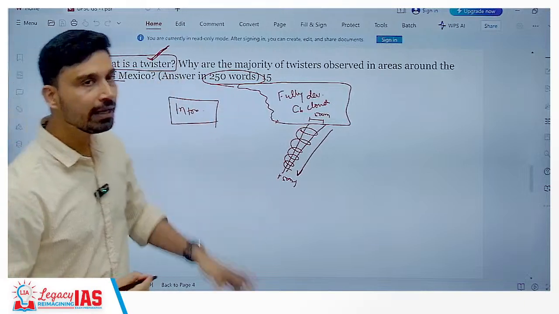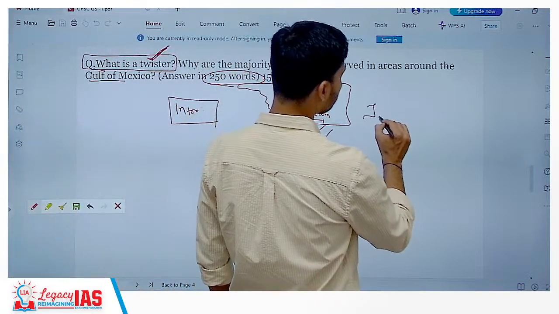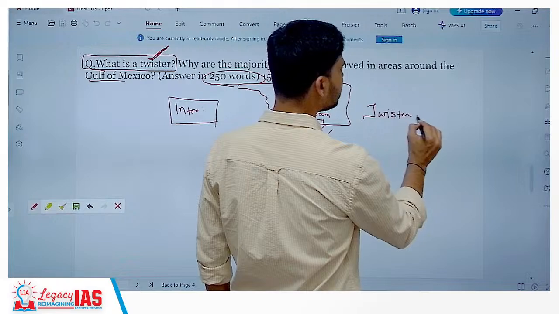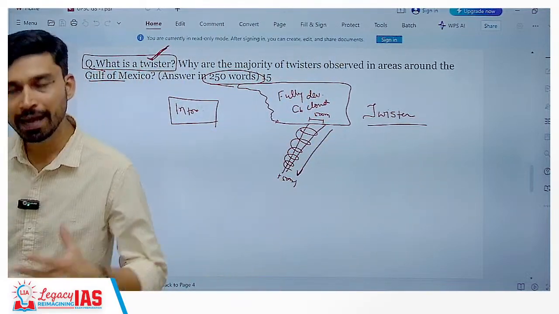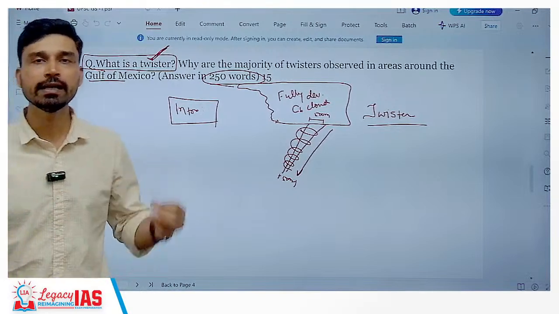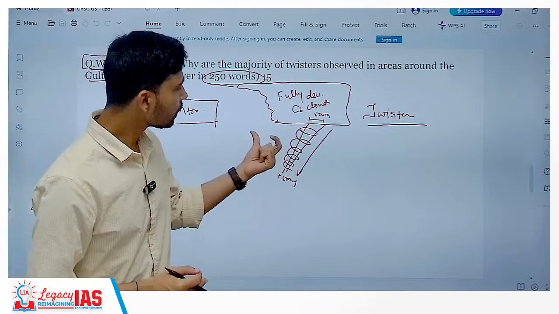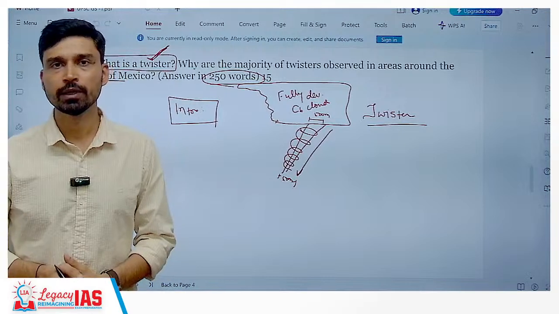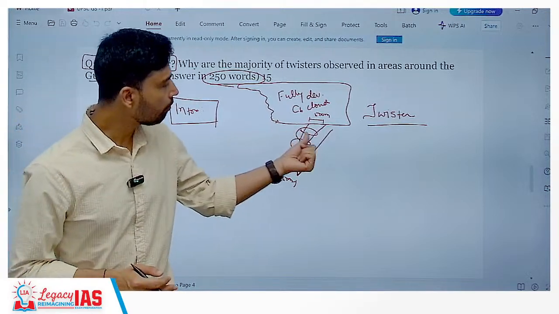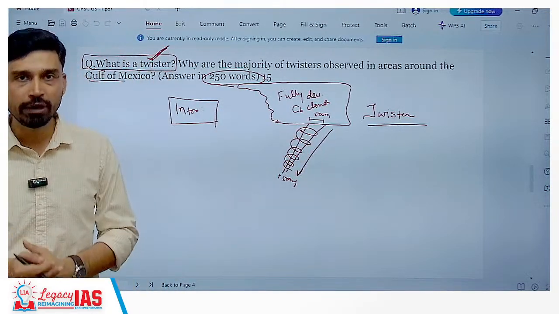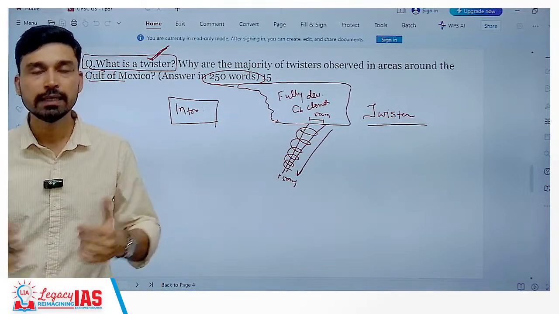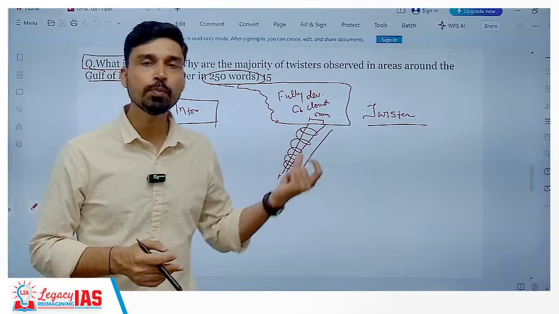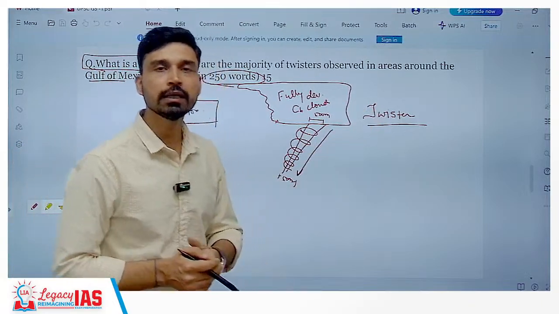Now you can write a proper definition of twister, and you can start by writing such as: a twister, which is also referred to as a tornado, can be defined as a very intense and very severe weather system which is made up of a fast rotating column of wind descending from the base of a fully developed cumulonimbus cloud that generally forms when a supercell thunderstorm occurs in a given area.